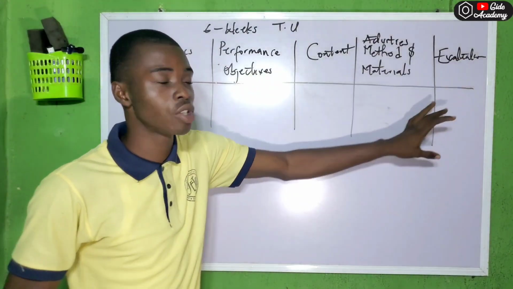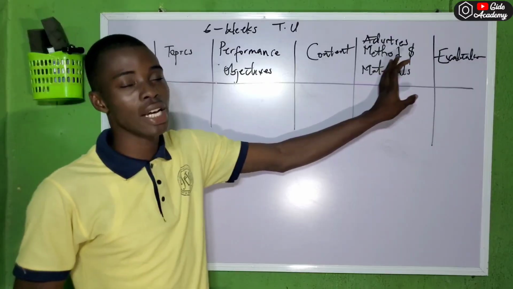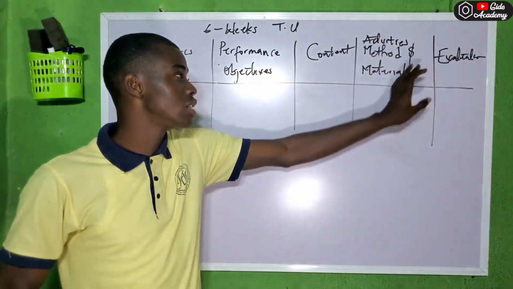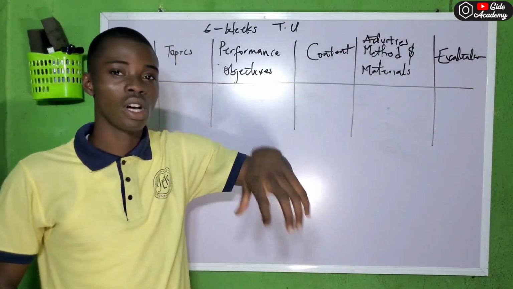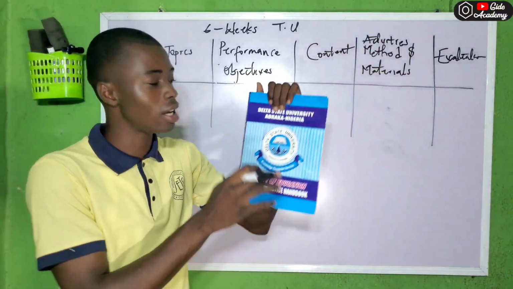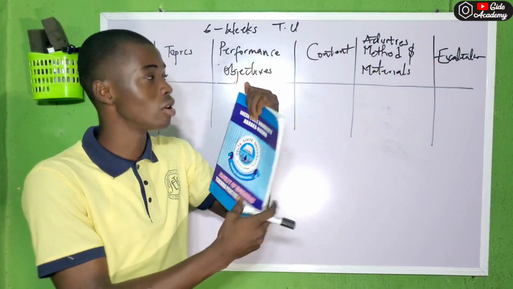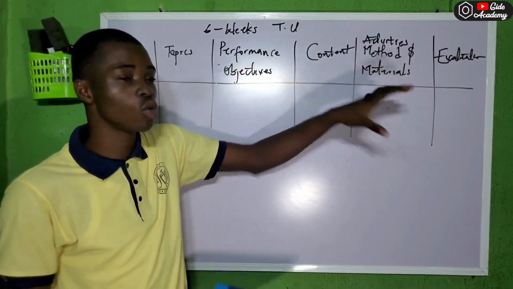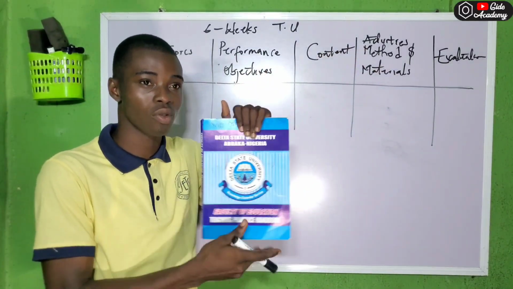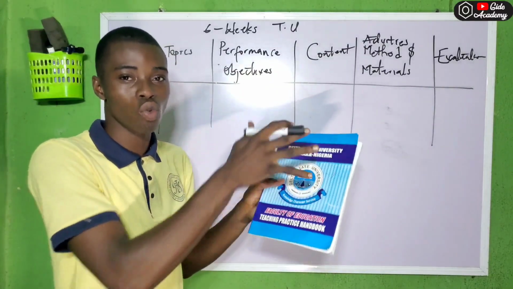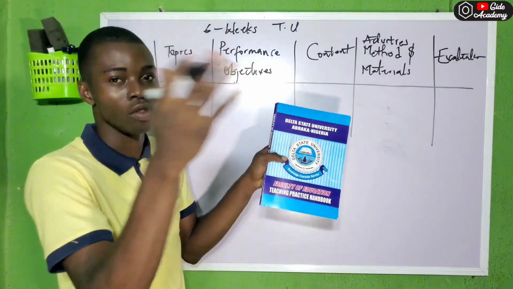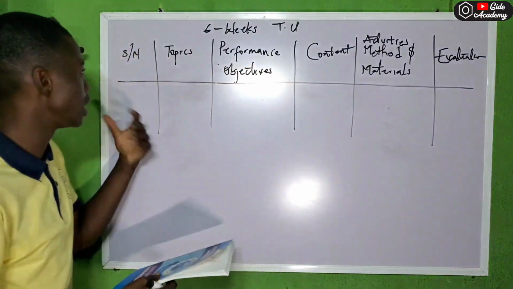Then the last one is what? Evaluation. We don't have anything like student activity, teacher activity. Those ones are in your textbook. They are not in this teaching practice logbook or handbook. So please work with this very well. This is what you have in your teaching practice handbook. The blueprint is already here. You have to work with what they have here, not what you have in your textbook. So now let's get started.